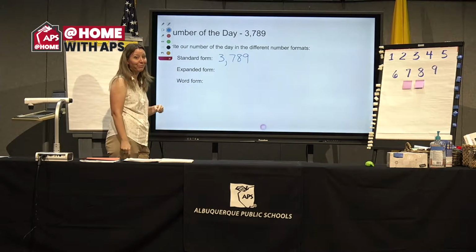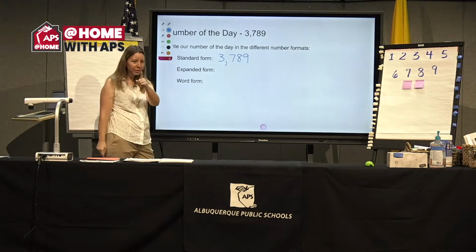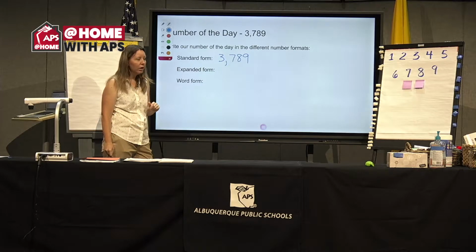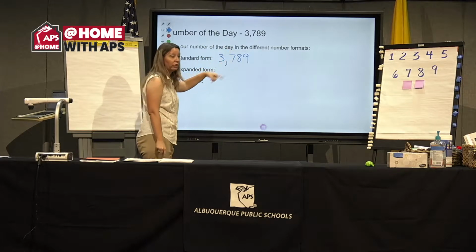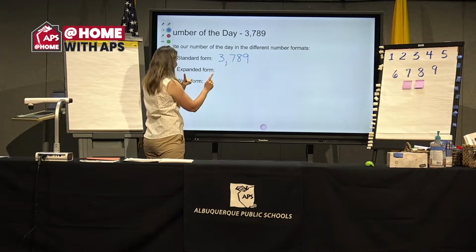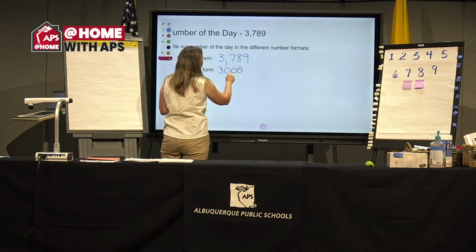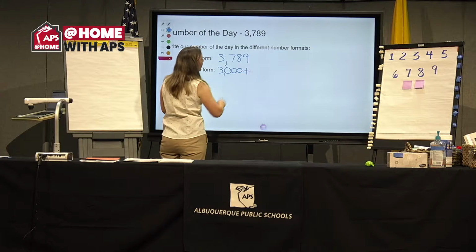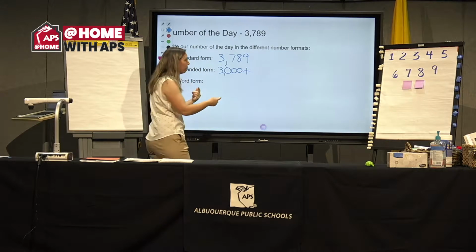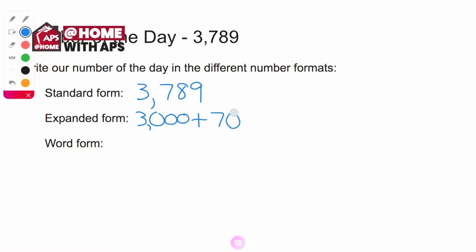Expanded form. Oh, now those place values will help you. So we had 3,000. Yes, thank you. So we have 3,000 plus 700. So we bring in the 700, plus 80, and then plus 9.